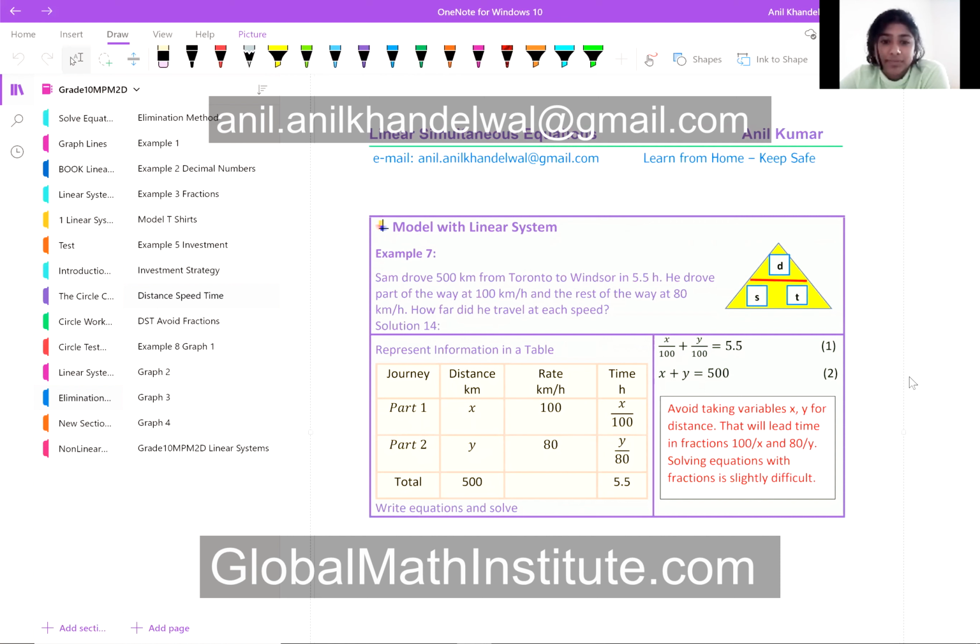Yes. So again, I've made this in a table. Yeah, table. That is what is important. Now, when we say how far did he travel at each speed, don't think much. Just say X and Y, right? Just say X and Y. So you have your variables right there. So how far is the distance, right?